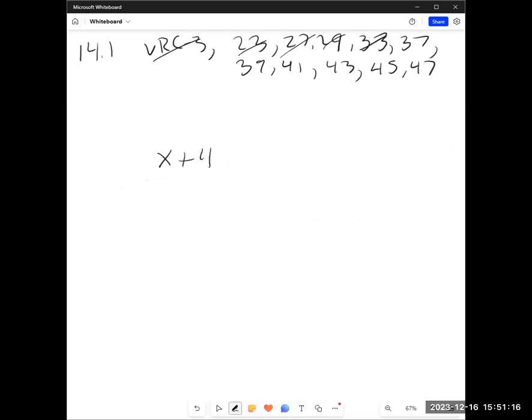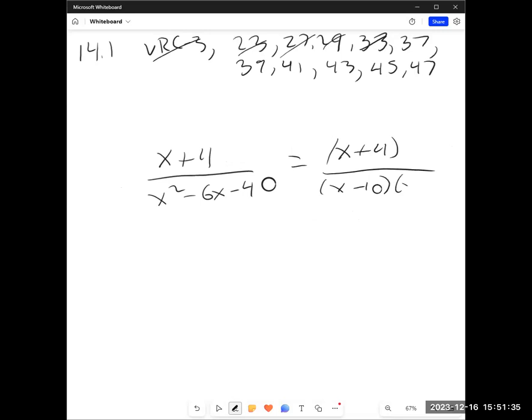x plus 4 over x squared minus 6x minus 40 is going to be x plus 4 over x minus 10 times x plus 4. Let's make a 1. This is 1 over x minus 10.